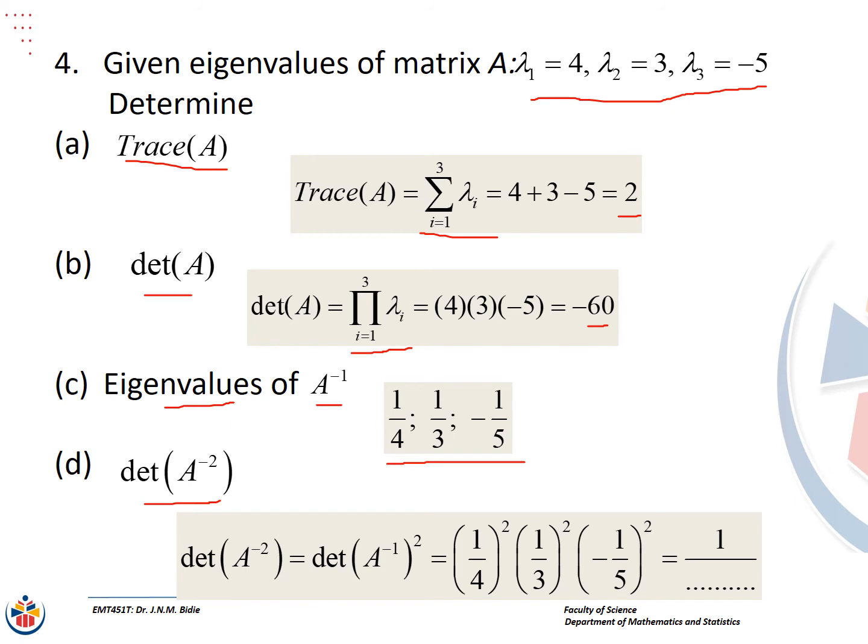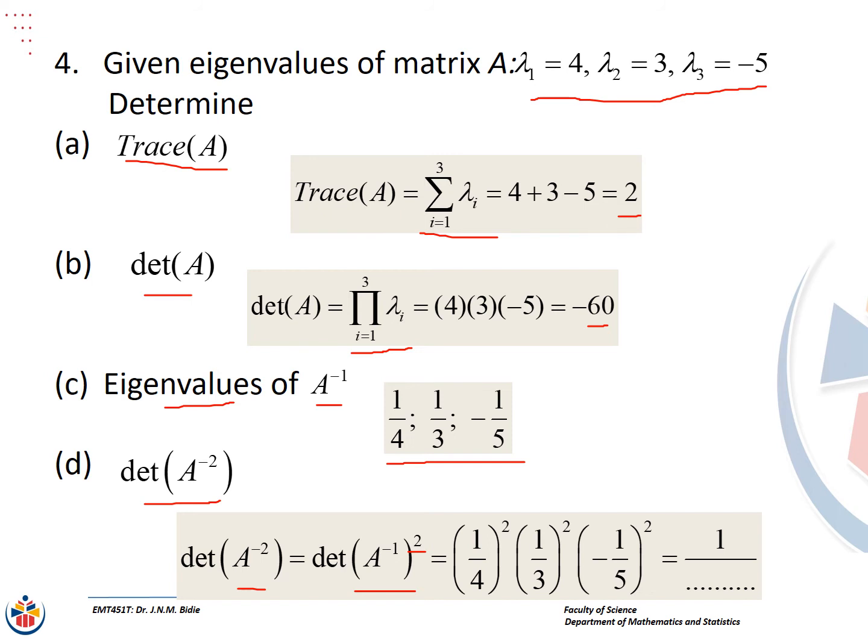So here you find two properties. Now note that A to the power negative 2 is the same as A to the power negative 1, all to the power 2. Already you have the eigenvalues of A inverse. The determinant is found by finding the product of the eigenvalues. Remember we had said if you are looking for the eigenvalues of A to the power k, it means each eigenvalue will be raised to the same power. So eigenvalues of A to the power negative 1, which is A inverse, are raised to the power 2, because the question asks for the determinant of A to the power negative 2.